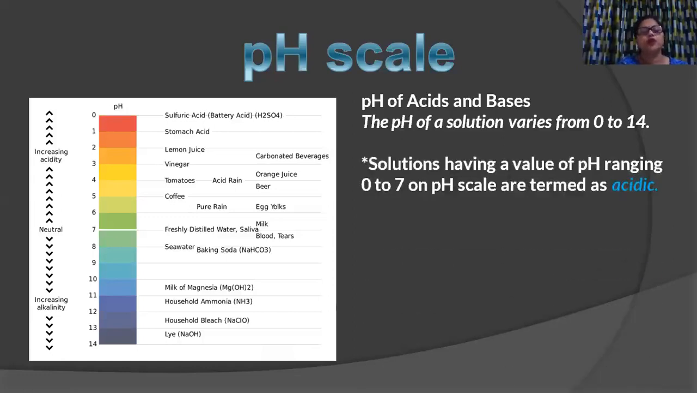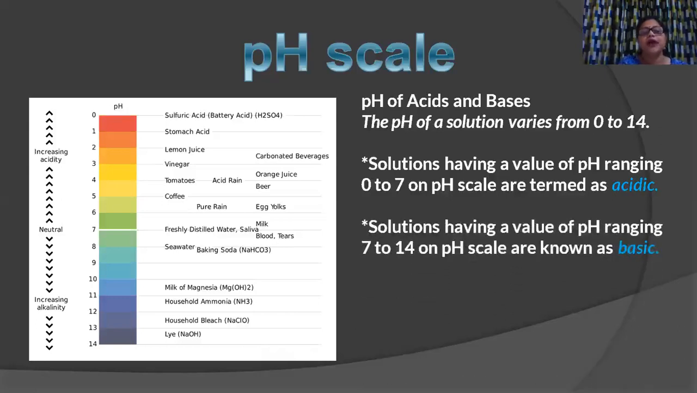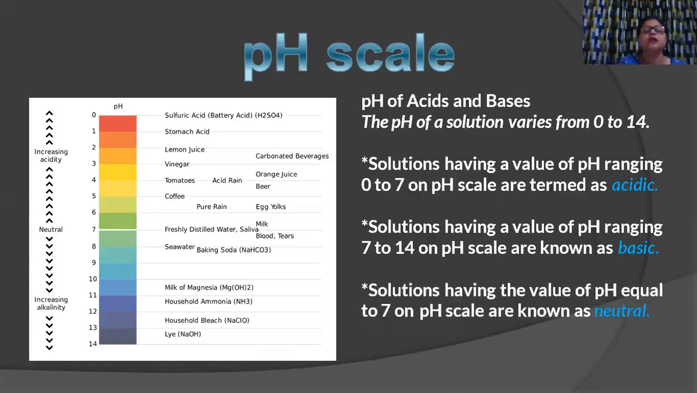The pH of solution varies from 0 to 14. Solutions having a value of pH ranging 0 to 7 on a pH scale are termed as acidic. Solutions having value of pH ranging 7 to 14 on pH scale are known as basic. Solutions having the value of pH equal to 7 on pH scale are known as neutral.